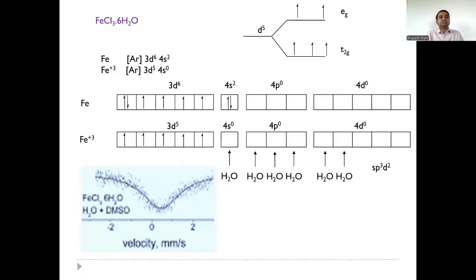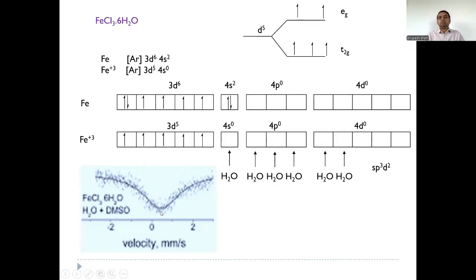In a similar way, if we consider FeCl3.6H2O, in FeCl3 we have Fe+3. You can see that now 2 electrons are removed from the s orbital and 1 electron is removed from the d orbital. So in the t2g orbitals we have 3 electrons, that is all the orbitals of t2g are half filled, and all the orbitals of eg are also half filled. All the orbitals are half filled, and that's why we have symmetrical electron density, and that's why over here we are going to get only one signal.